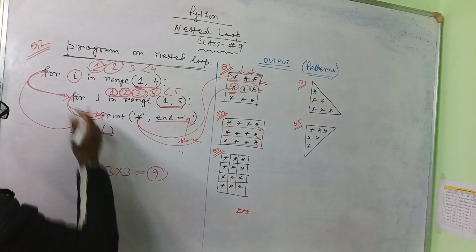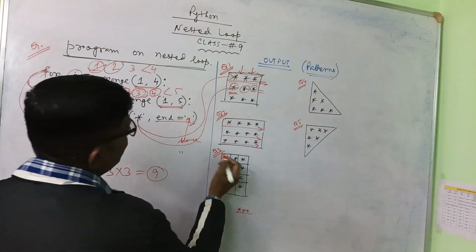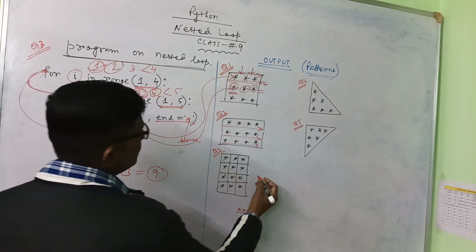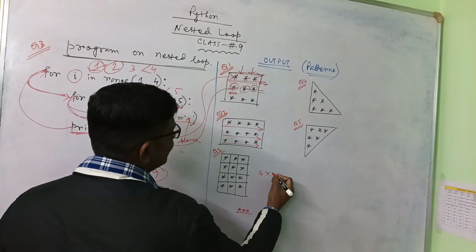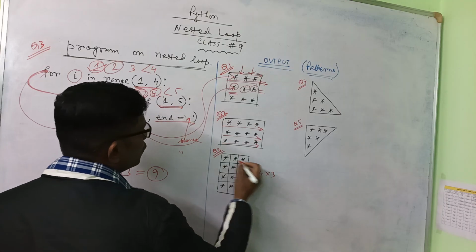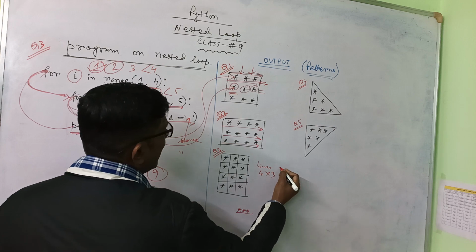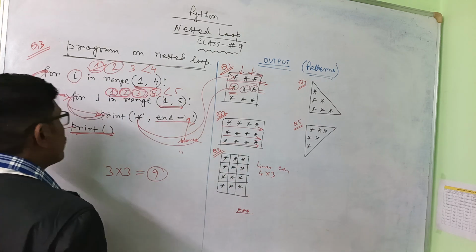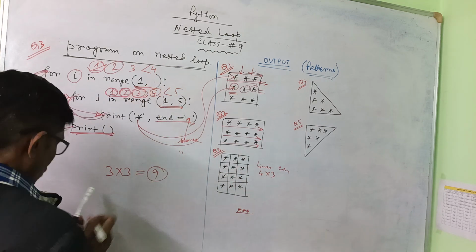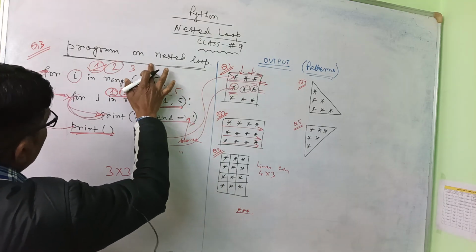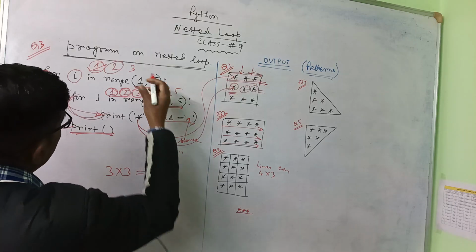Now once again we are going for problem number 3. You see that this is a 4 by 3 matrix. Number of rows, number of lines means lines. How many? 4 lines and 3 columns. So 4 lines, 3 columns means we have to change it here. 4 lines means it is 5, so it will work up to 4.